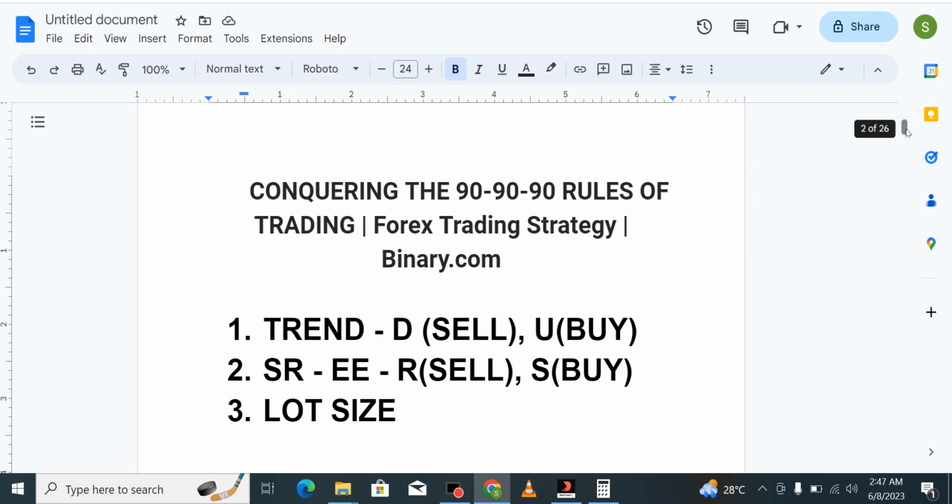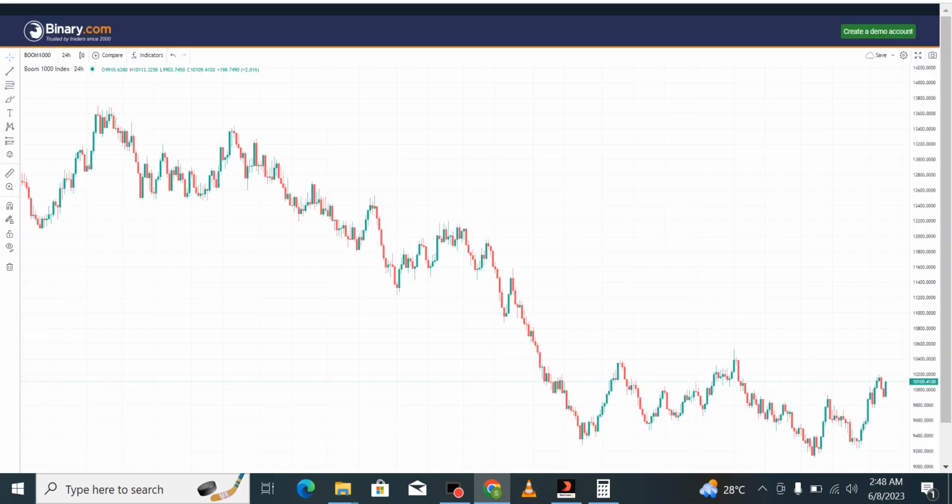So quickly now, let's see how we can guide ourselves against these 90-90-90 rules. Now let's check out the charts right here. Here is a Boom chart on the 24-hour time frame, which happens to be the daily time frame. In most cases we trade at the wrong time. For instance, right here is a resistance zone. This is the best time for you to come in and sell, but most of the time we don't sell at this point. We only sell when we notice that this thing has been selling for a very long time, and then we say let me come in. When you come in around there, definitely you are selling at the wrong time.